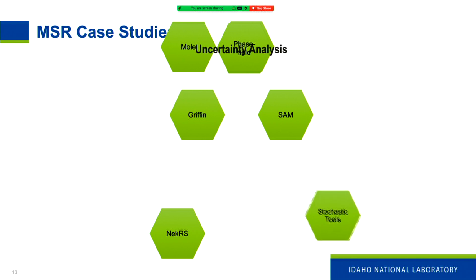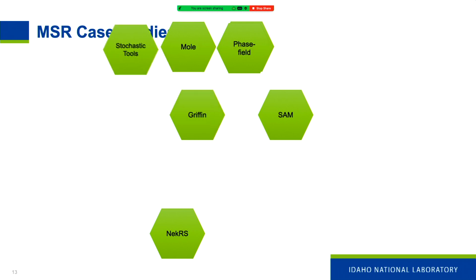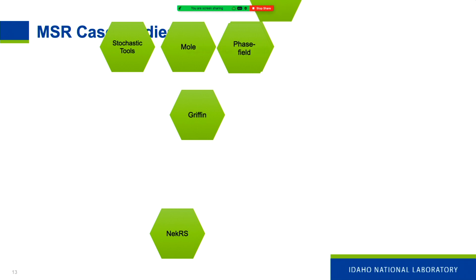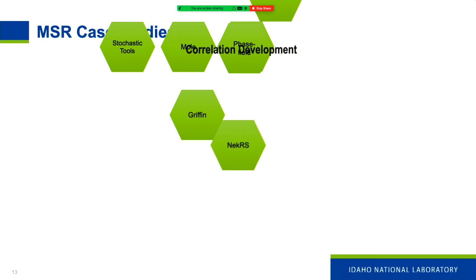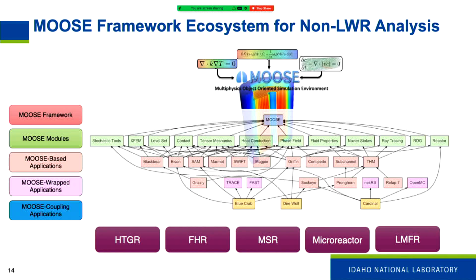And finally, if we wanted to look at uncertainty analysis, we can use the stochastic tools module that I mentioned earlier to run many, many perturbations of this system. I'll get more into that later. And there's one more. If we wanted to do some high fidelity correlation development, we can bring in a non-Moose-based code like NekRS that we've been able to wrap in the Moose interfaces and have it serve as our high fidelity CFD capability coupled to neutronics here.